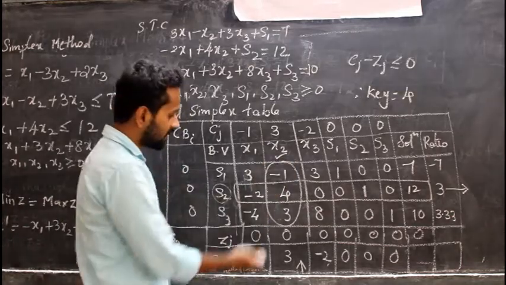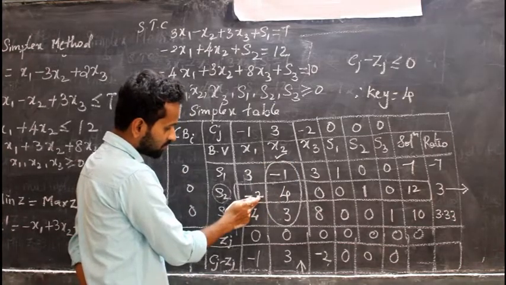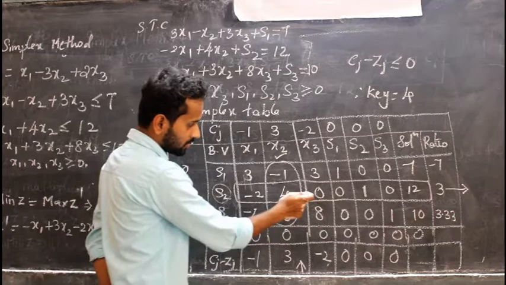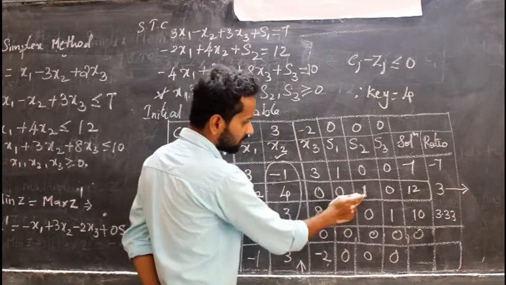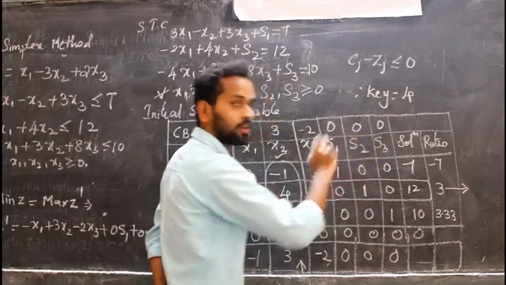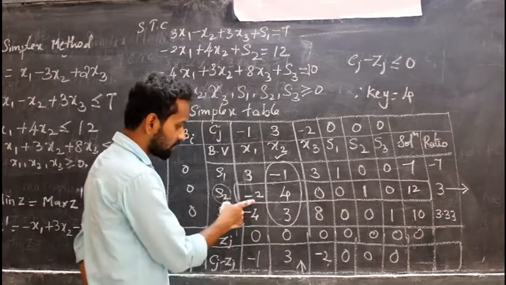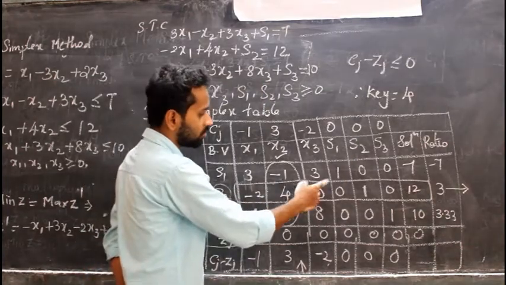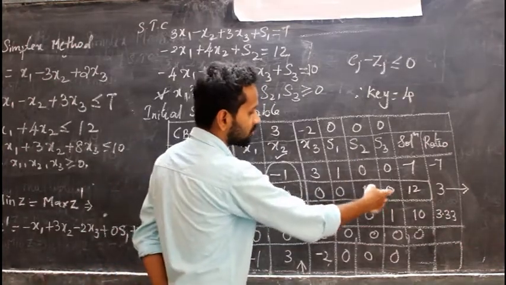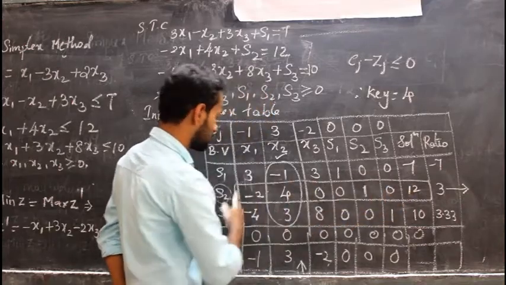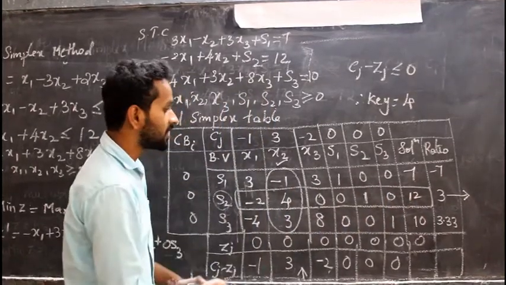When you divide the entire key row, minus 2 divided by 4, 4 divided by 4, 0 by 4, 0 by 4, 1 by 4, 0 by 4, 12 by 4, I will be getting minus 1 by 2, 1, 0, 0, 1 by 4, 0, 3 as the new values. What we do means we will form the iteration 1 table.